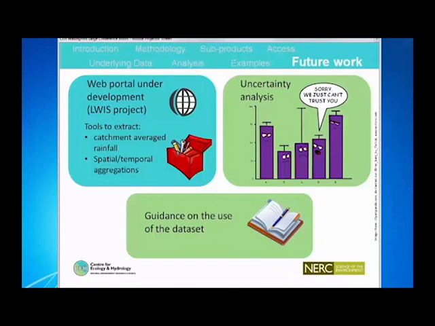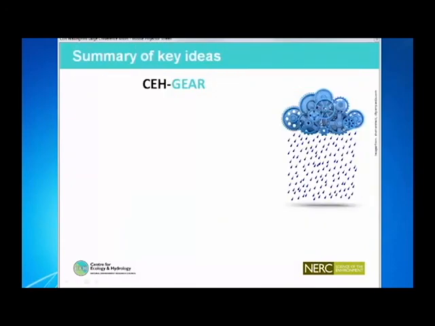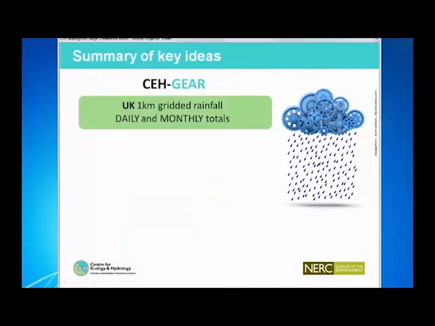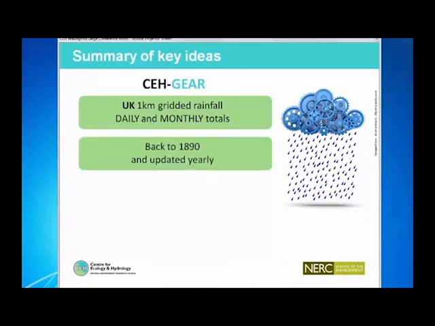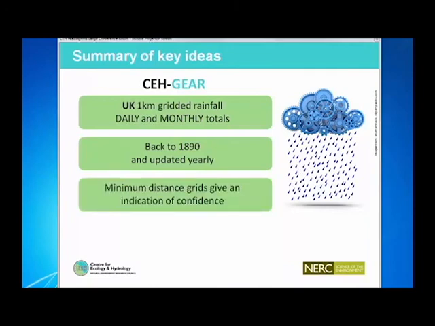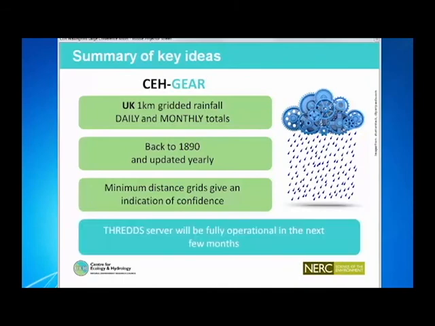And this is a summary slide with the key points I want you to remember from my talk. So CEH-Gridded is a 1 kilometer gridded rainfall dataset of daily and monthly totals for the UK, which supersedes the SURF rainfall dataset. It goes back to 1890 and it will be updated yearly. The minimum distance grids give an indication of the confidence you can have in the data. And please do use those grids, especially if you use historical data. And the Threads server will be fully operational, hopefully, sometime in the next few months.